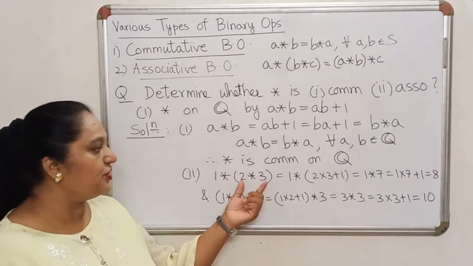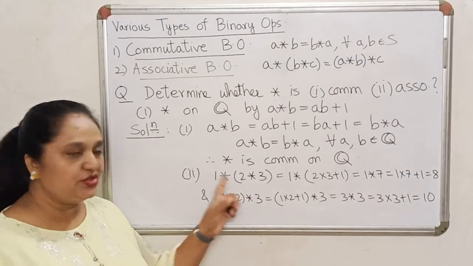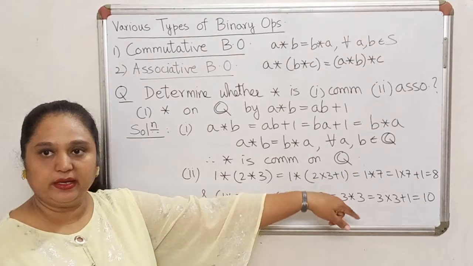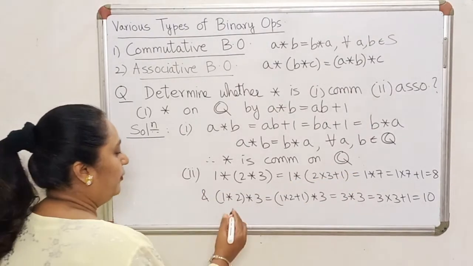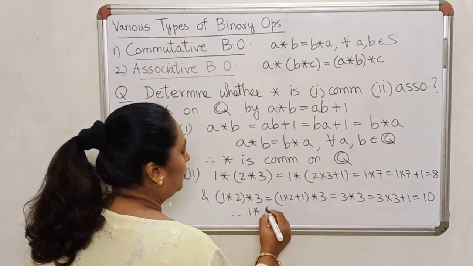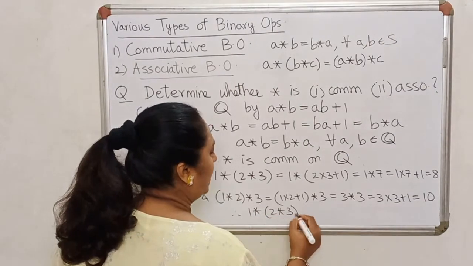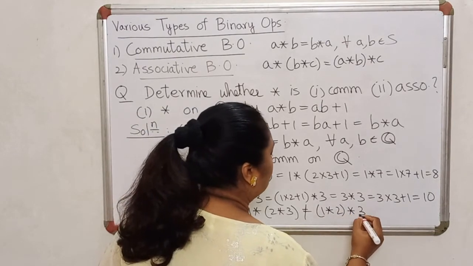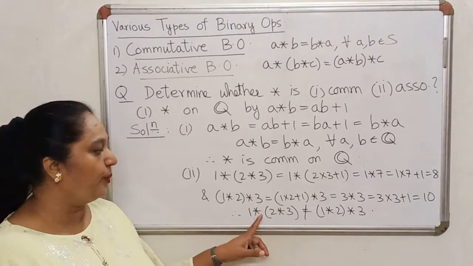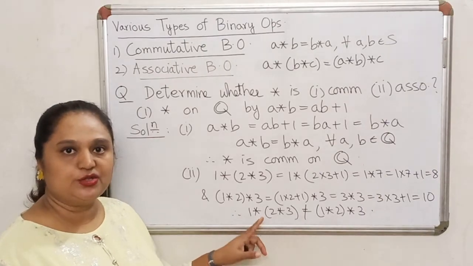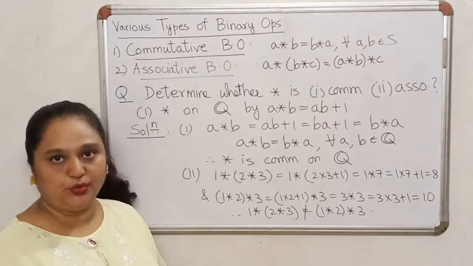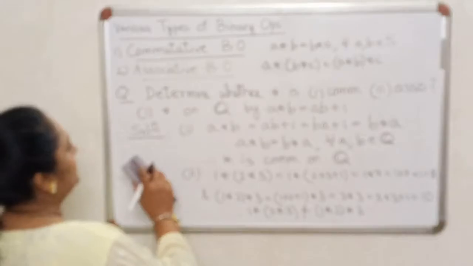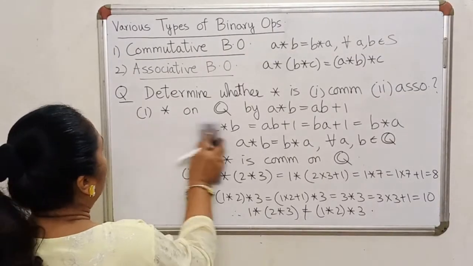So notice that if I shift the brackets for this triple, then I do not get the same number, and therefore I can conclude that 1 star (2 star 3) is not the same as (1 star 2) star 3, and therefore this operation is not associative on Q. Let's try out one more example.